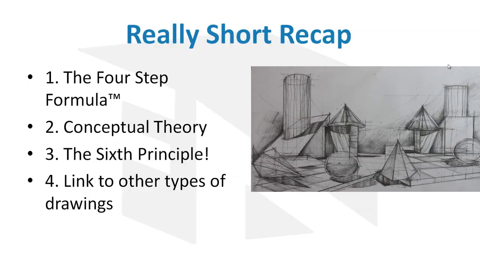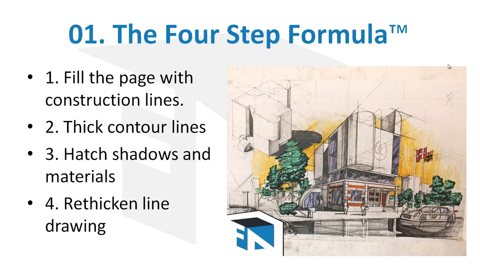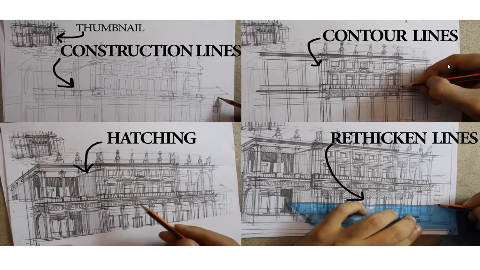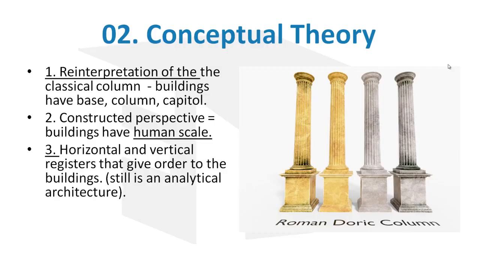So quick recap: the four-step formula, the conceptual theory, the sixth principle of modern architecture, and the links to the types of drawing. So the four-step formula, again: fill the page with construction lines, thicken the contour lines, hatch shadows of materiality, and re-thicken the drawing after. So you can see from left to right, construction lines, contour lines, hatching, re-thickening. This is really going to work to get you good results with drawing.